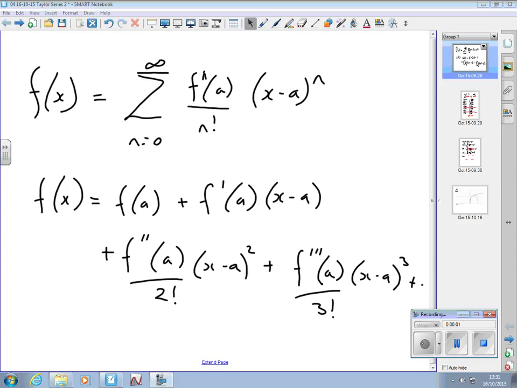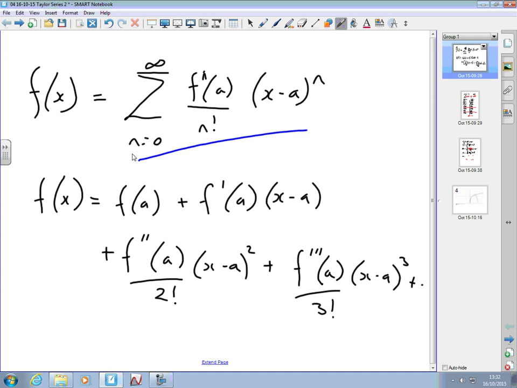Example 2, using the Taylor series. Here is the Taylor series. Remember, if a equals 0, that disappears, this becomes 0, and we have the Maclaurin series. Here are the first 4 terms written down from the Taylor series.